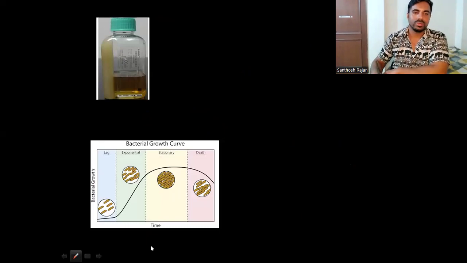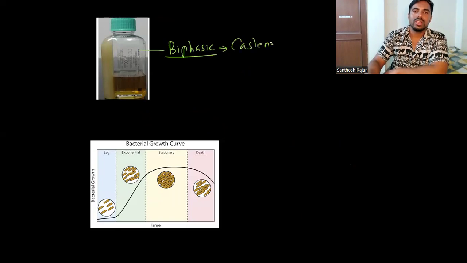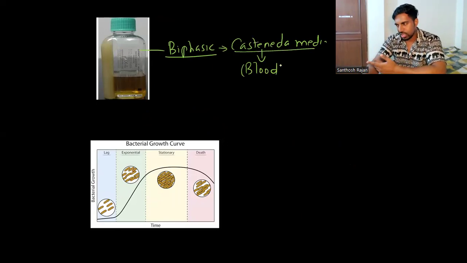This one here is biphasic. Biphasic medium has both liquid and solid. It is usually also called Castaneda media. This is usually for blood culture. Any blood culture for your Brucella, Salmonella, whatever you want to grow in the blood. If you're suspecting sepsis, you use this blood culture. That's this double culture media.